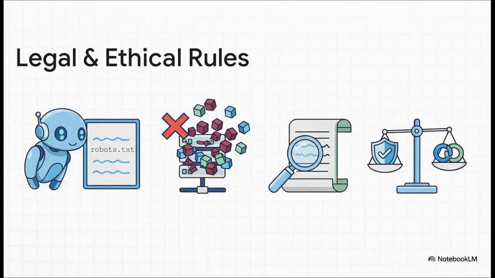The big takeaway here is to always operate ethically. First off, respect a site's robots.txt file. That's their guide for where bots are allowed to go. Don't just hammer a server with requests. Be a good citizen and pace yourself. Always read the terms of service and, of course, comply with data privacy laws. Automation is a powerful tool, and it really must be used responsibly.